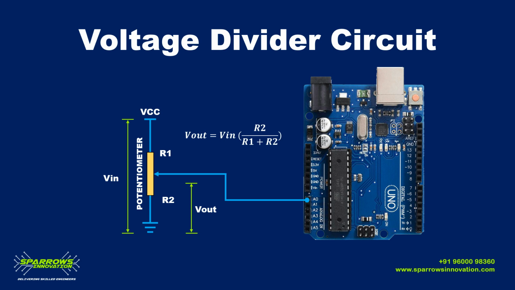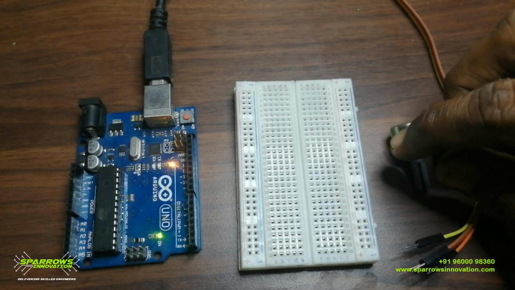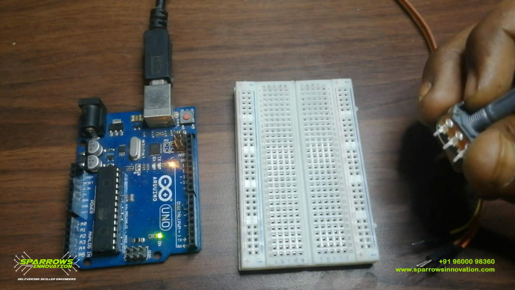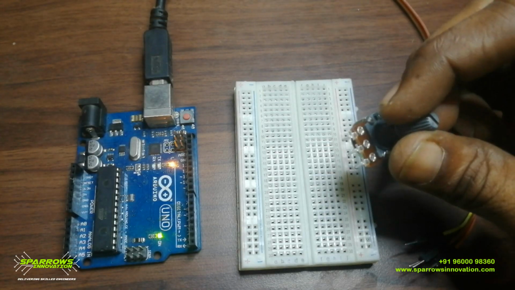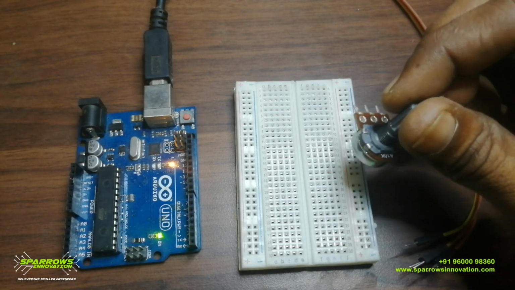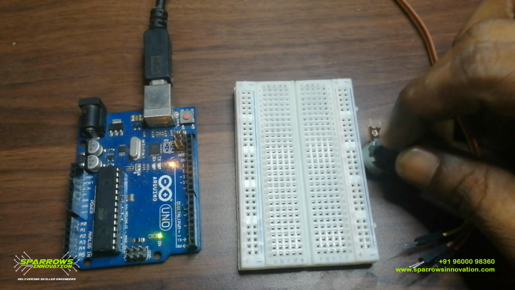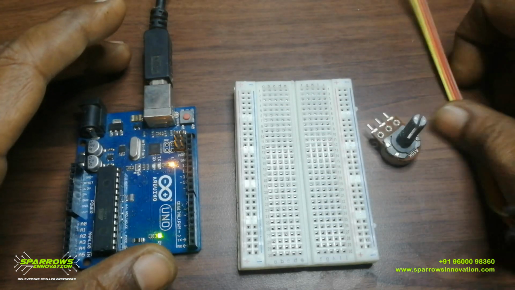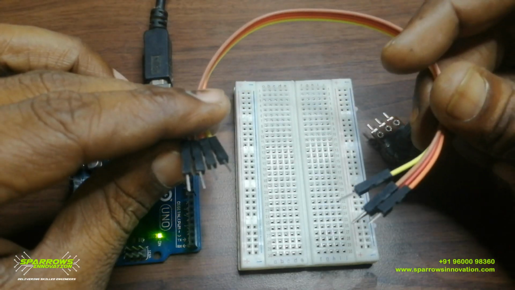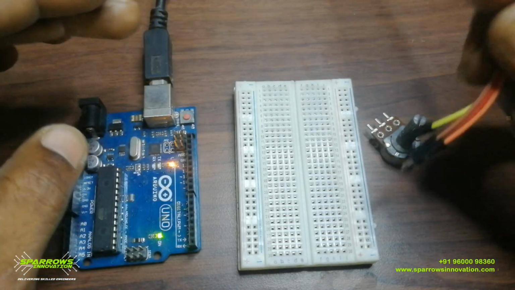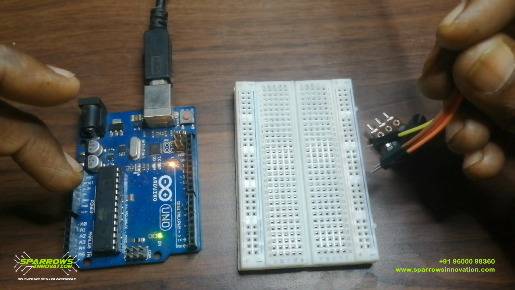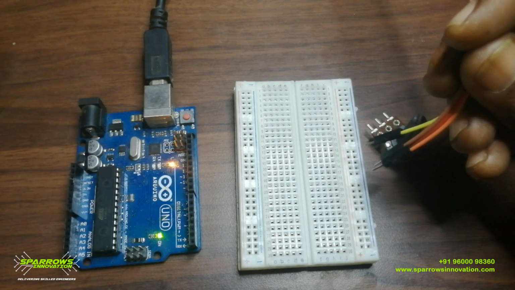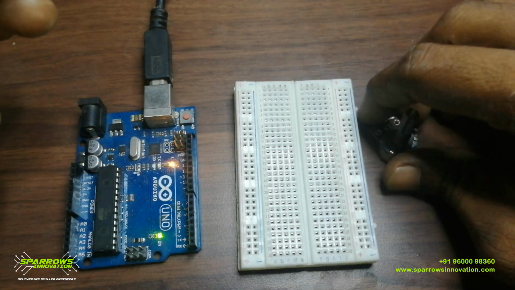Now we are going to see how to make the connections of the potentiometer with the Arduino. For this connection, you need a 10 kilo ohm potentiometer. This is the potentiometer I am going to use. This 10 kilo ohm potentiometer we need to connect with the breadboard. I am using a breadboard here, and with this breadboard and jumper wires, we can connect the potentiometer to the Arduino. I am using male to male jumper wires for giving the connection from the breadboard to your Arduino, right.